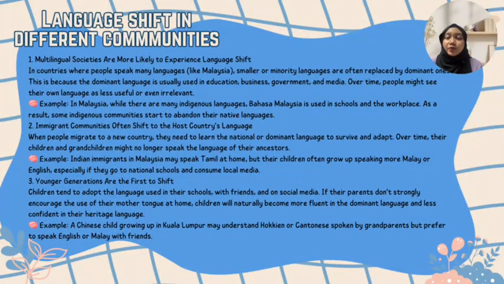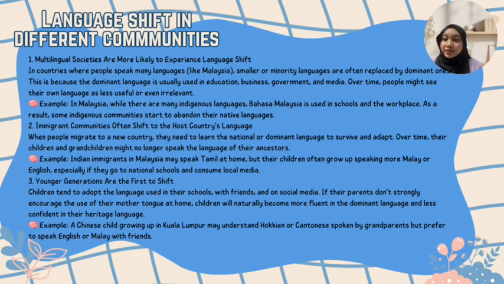Language shift happens when a community slowly stops using their native language and starts using another language more often. This usually happens in multilingual societies where more powerful or dominant languages are used in education, government, and media. Over time, minority languages become less relevant in daily life. One of the main groups affected by language shift is immigrant communities.